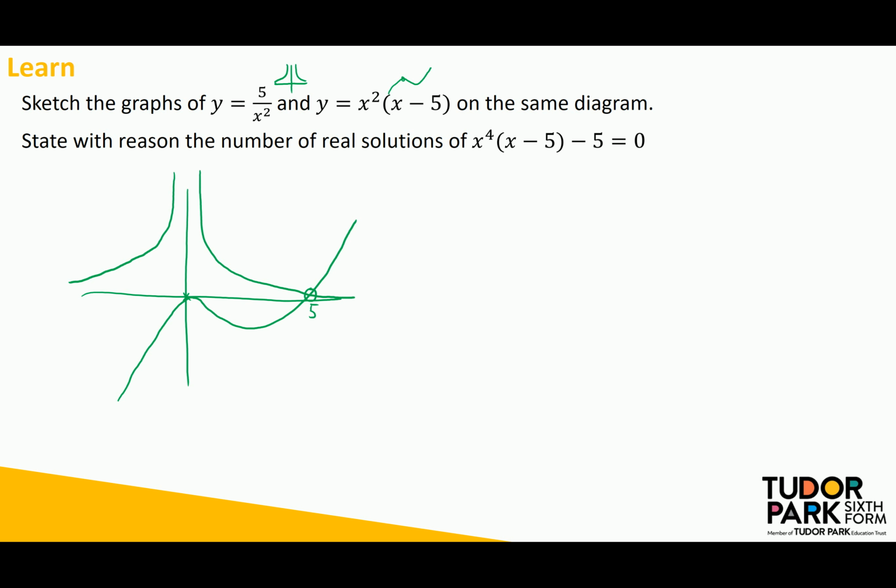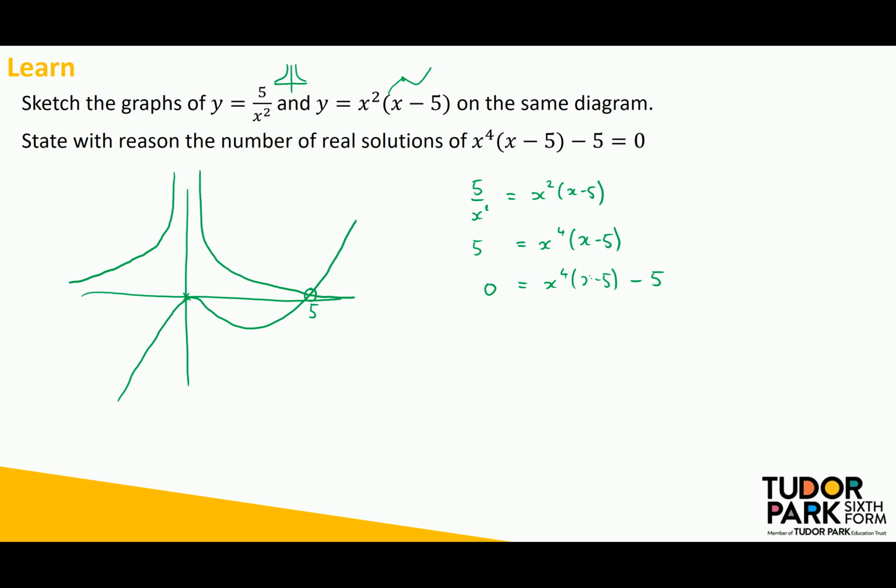So for the second part, state with reasons the number of solutions that this equation has. Well, it obviously must be related to the first part, and let's see how. So 5 over x squared, let's imagine these two things you can equate. Well, we know we can, because we've found a single point of intersection. Now if I multiply across by x squared, I get x to the power of 4, lots of x minus 5, and then if I subtract the 5, I've got 0 is equal to x to the power of 4, lots of x minus 5, minus 5, which is the exact same equation that I've got there.